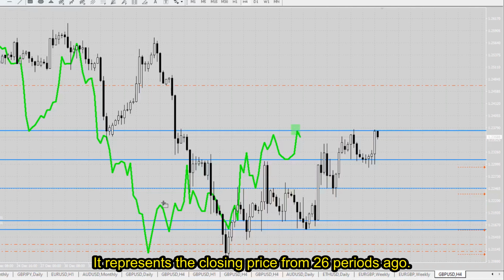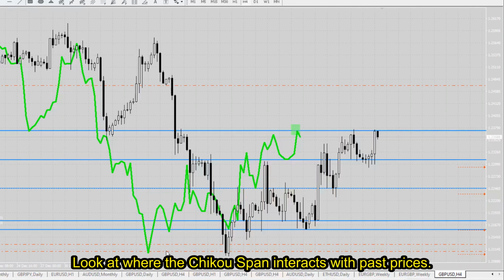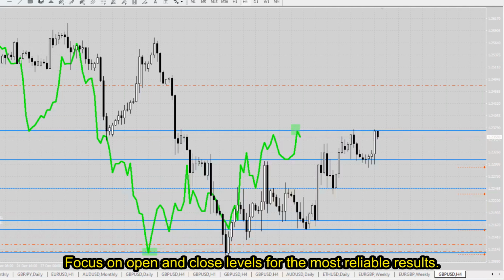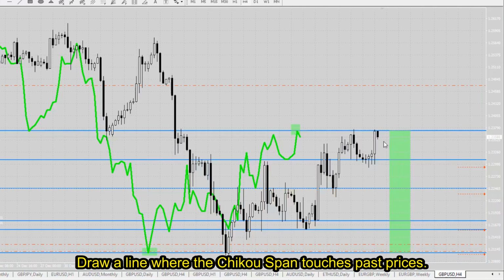For example, here the Chikou Span touched the price at this zone. We draw a line, and boom. When the price returned to this level, it reacted. These zones are often quite reliable. By following them, you'll find it easier to identify support and resistance levels.